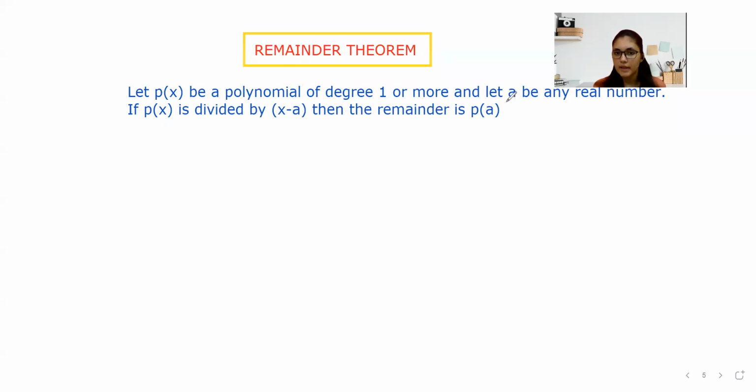What is a? a is any real number. So if you are dividing your polynomial p(x) by which term? By x minus a, where a is any real number, then the remainder theorem says that the remainder will be p(a), meaning the value of the polynomial when x equals a. This will be the remainder.